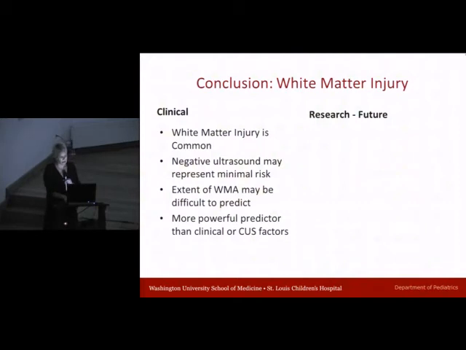MR is a more powerful predictor than clinical or cranial ultrasound factors, particularly now if you combine these predictors for white matter with predictors from the deep nuclear grey matter and the cerebellum. And from my point of view, there's been a lot of debate, particularly within the European literature within the last month, about whether MRIs at term are merely anxiety-provoking for parents rather than giving information that could be of use.